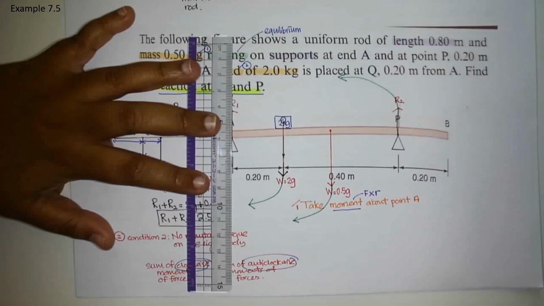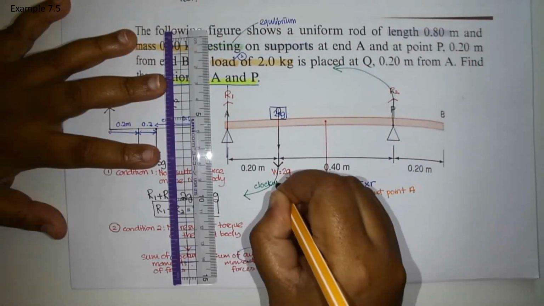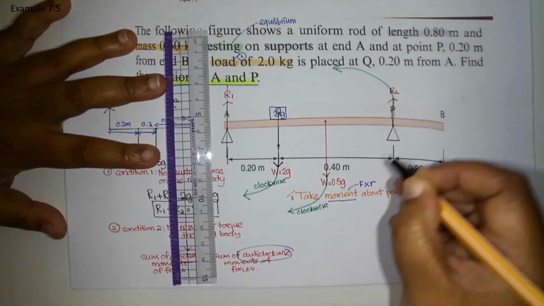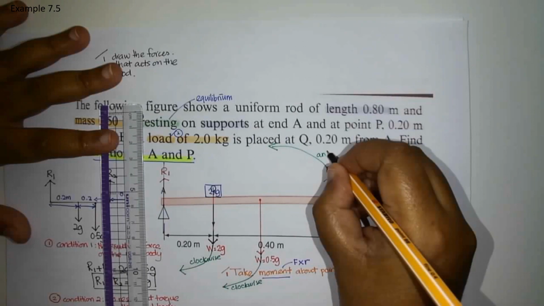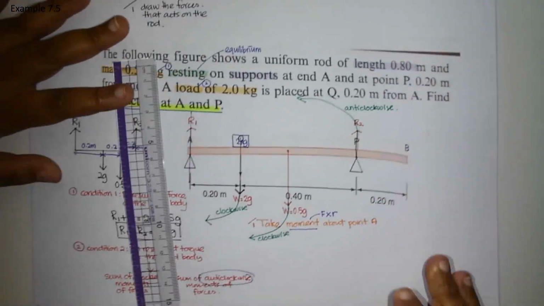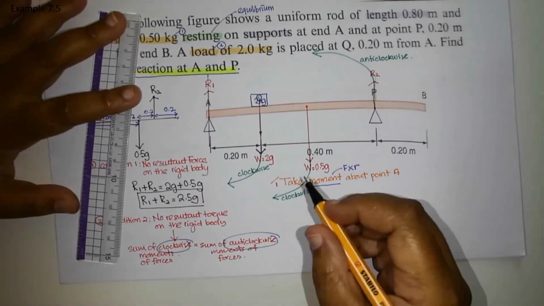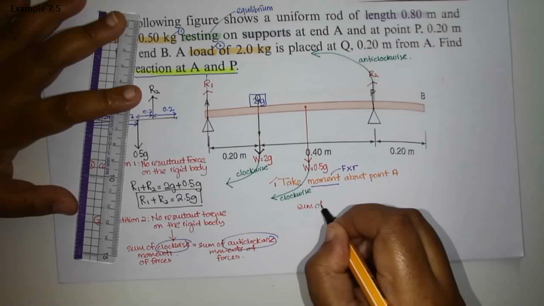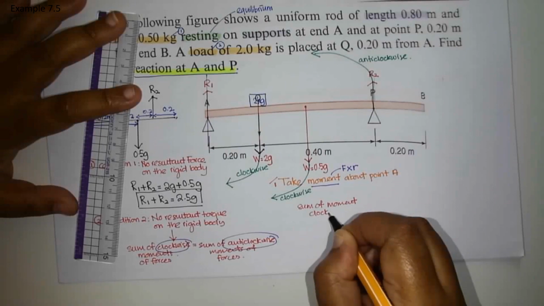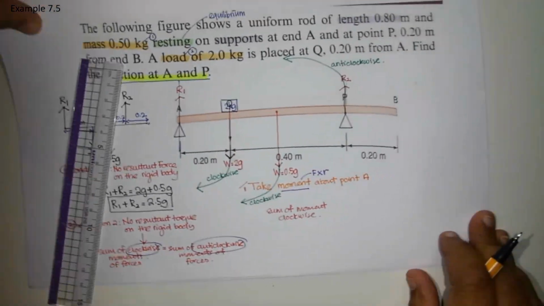So from here I can know this is clockwise, this is clockwise, and this is anti-clockwise. Take moment about point A. I have to find the sum of moment clockwise. Moment means force times distance.